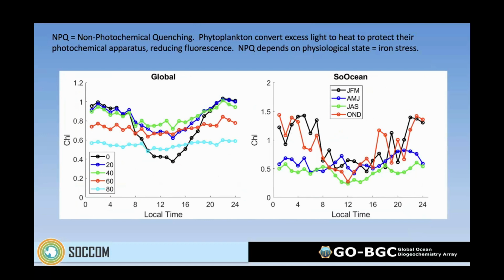NPQ is when a phytoplankton gets too much light, it doesn't want to put that extra light energy into its photochemical photosynthetic system. It is able to radiate that light energy as heat and it doesn't fluoresce it. So with NPQ, the phytoplankton in bright daytime light will not fluoresce as much. We hate this if you're trying to use fluorescence to measure chlorophyll. That is noise, but one person's noise is another person's signal.